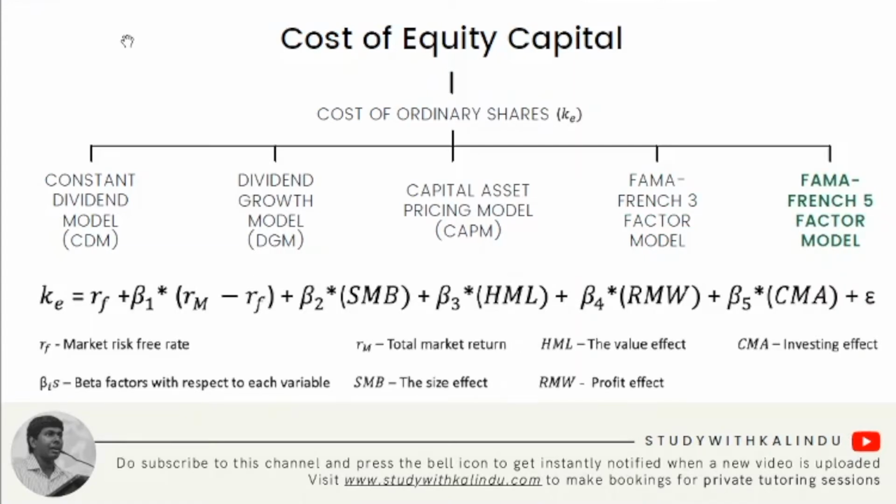Fama-French 5-factor gives you two other variables on top of Fama-French 3-factor. We call them the profit effect and the investing effect. Again, the fundamentals are established in the capital asset pricing model, or the CAPM, and the Fama-French 3-factor model. So depending on the question you get and the level that you are studying in, calculating the cost of ordinary shares can be done using any of these models. However, I must tell you at this point, depending on the scenario, the effectiveness of using each of these models will differ. We will be looking at these things in detail when we are doing questions.